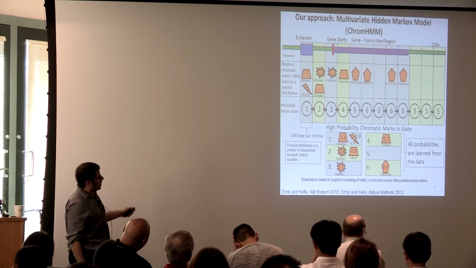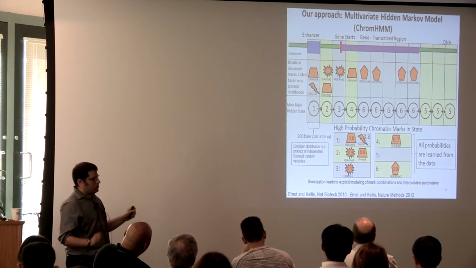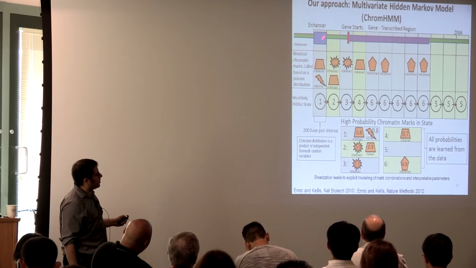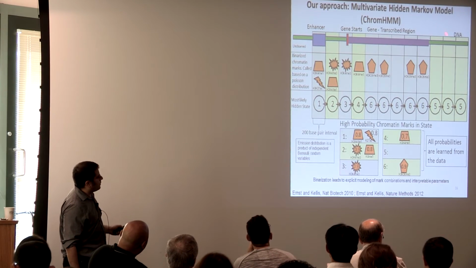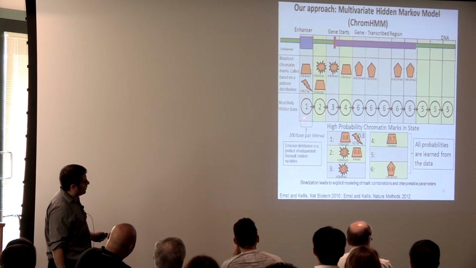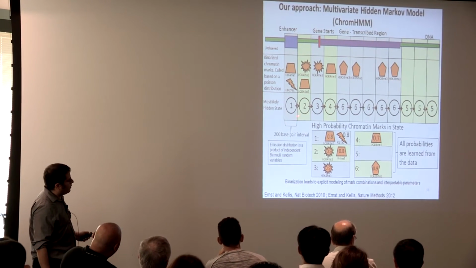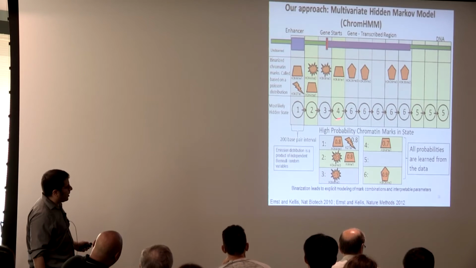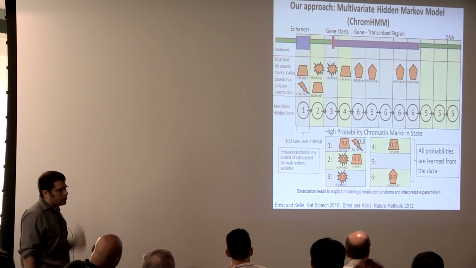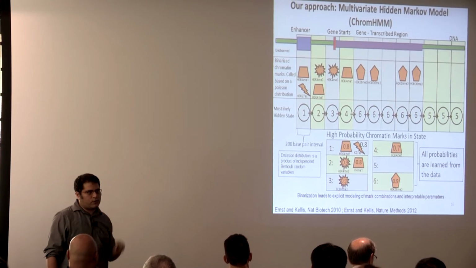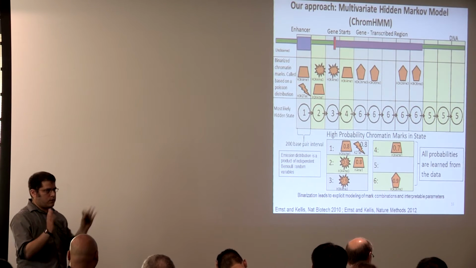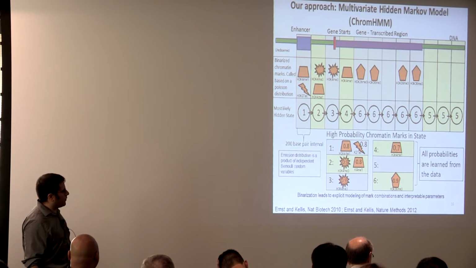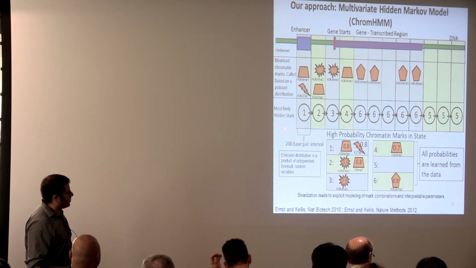But the key is that we're not limiting ourselves to a few classes of elements. We're going to learn in an unbiased way what the underlying states are. And what we do is we pre-process the genome into 200 base pair non-overlapping intervals. The reason we focus on 200 base pairs is it's roughly the size of a nucleosome protein in the spacing region. But this is a parameter to the method that in principle could be adjusted.